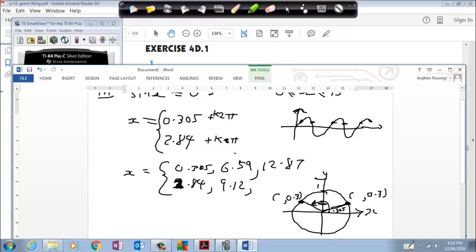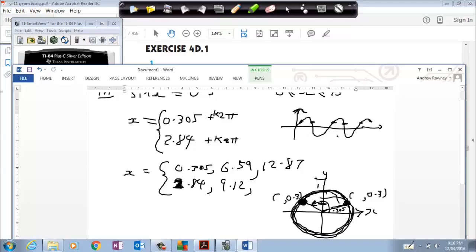Now you can see when you add on 2 pi, if we take the first one, which is 0.305, and you go around the circle with a full rotation, go right around, then you'll get the next one, which is 6.59. If you go around again, you'll get the next one, 12.87. Likewise down here, this value here is 2.84 sitting on the left hand side. If we do a complete rotation, then we'll get to 9.12.